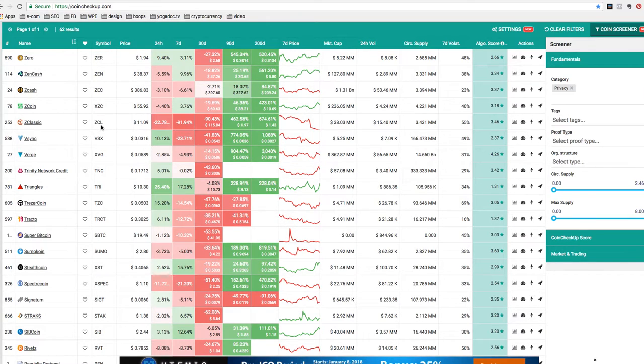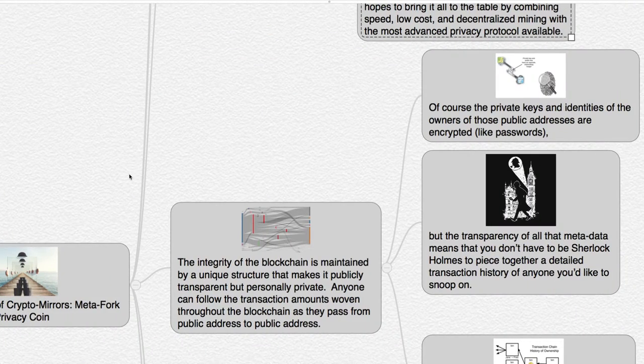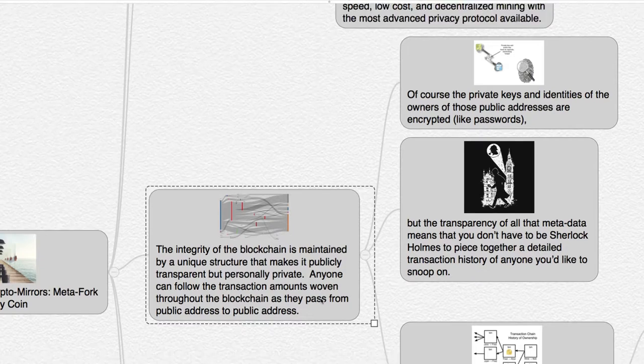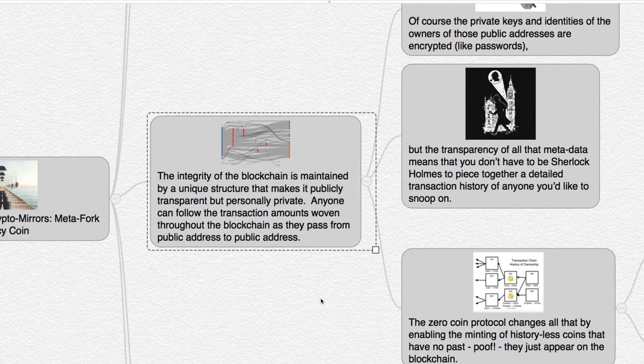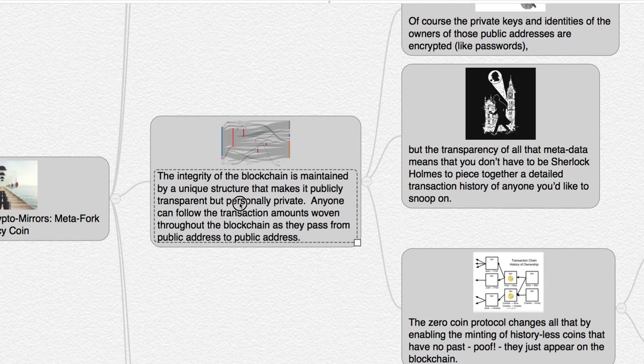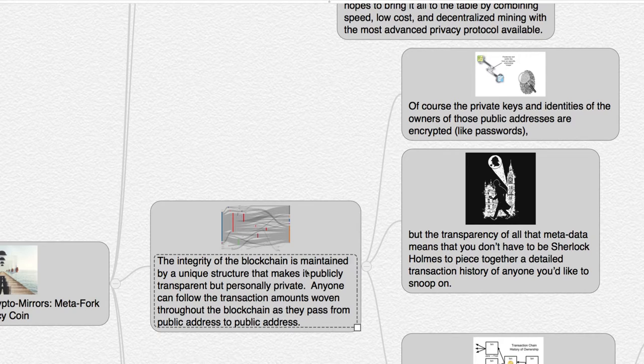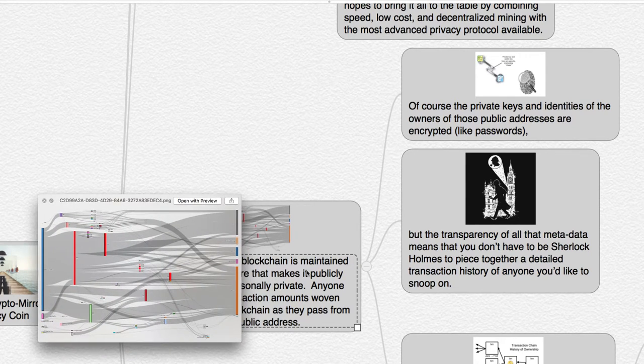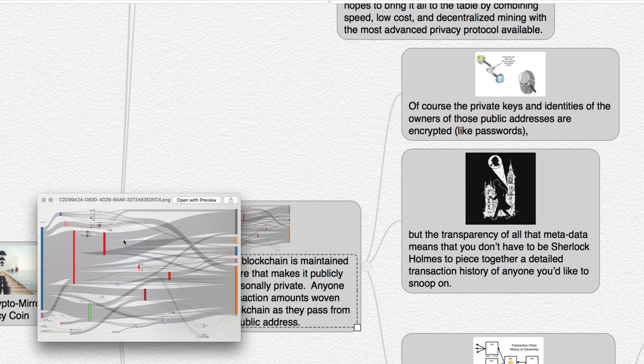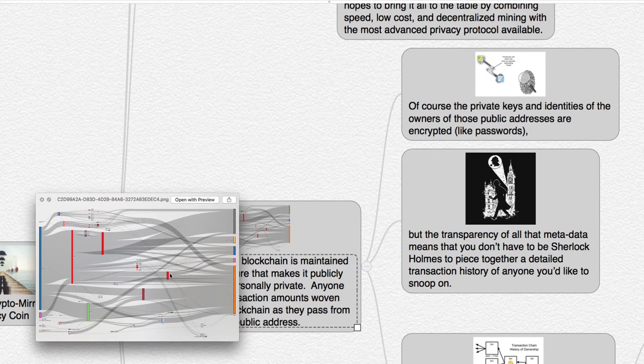Now, why is that important? Why is it important to have encryption for amounts and addresses? Well, the integrity of the blockchain is maintained by a unique structure that makes it publicly transparent but personally private. What that means is that anyone can follow the chain of transaction amounts that are woven through the blockchain. This is an example of an investigative agency investigating the Mt. Gox hack. You can follow the chain of transactions as they weave through the blockchain from public address to public address.